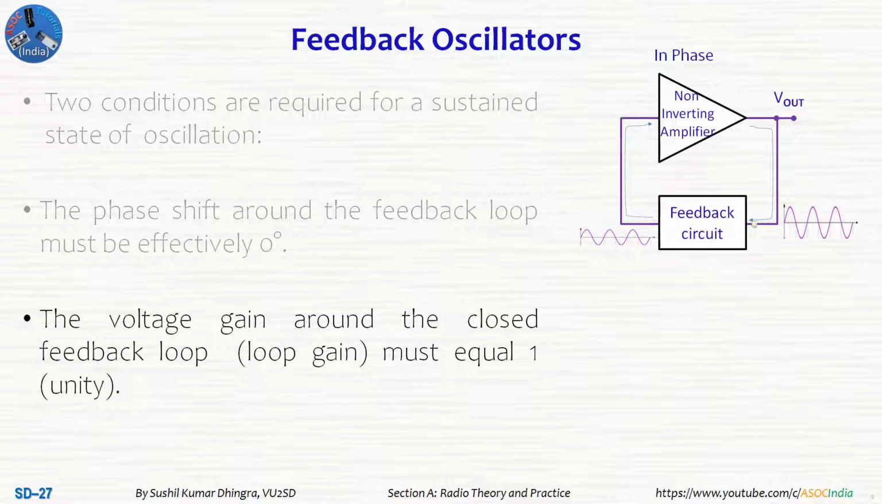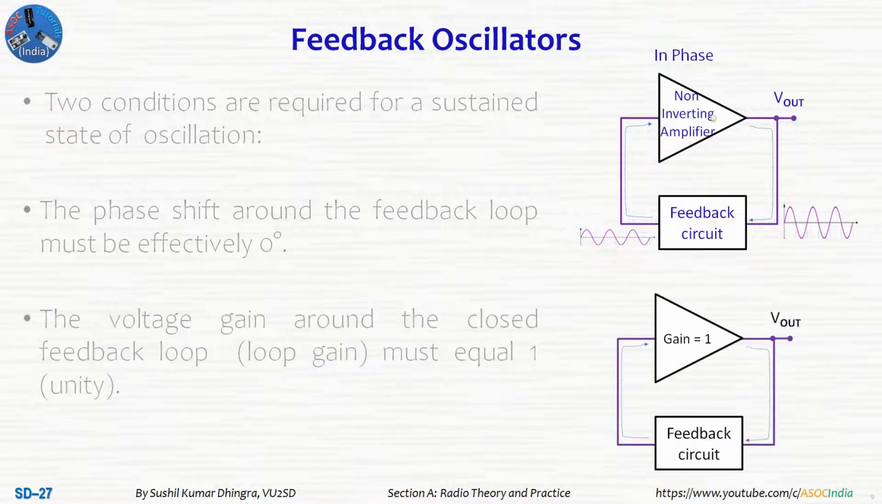If it is less than 1, it is a damped wave, and slowly it will go to 0. If it is more than 1, slowly the gain will go high and the output will be distorted. So keep it in mind, gain should be unity, so that this output is maintained as a standard output, no distortion, no damping.